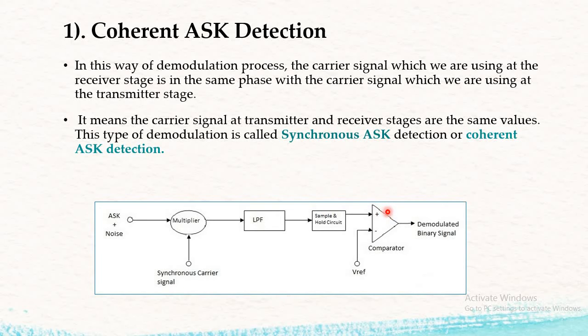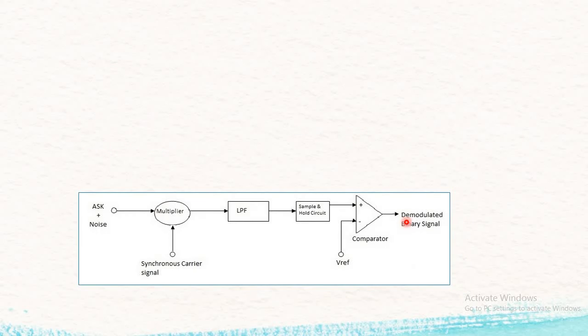What will the comparator do? The comparator will compare the signal with the reference voltage level. If the output of the sample and hold circuit is greater than V reference, then it will generate the output as a 1, and if the value is less than the threshold value or V reference, it will generate the output as a 0. So in this way it works.